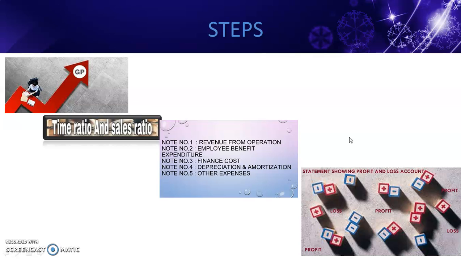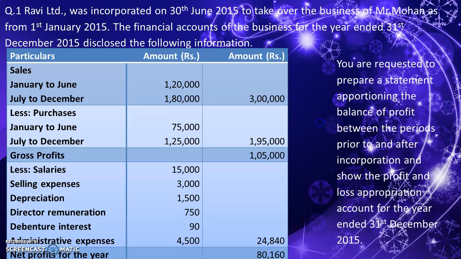Note number 1, revenue from operation. Note number 2, employee benefit expenditure. Note number 3, finance cost. Note number 4, depreciation and amortization. Note number 5, other expenses. Note number 1 is an income, and from 2 to 5 are the notes for expenditure. Finally, we have to prepare a statement showing profit and loss. So in this statement, we can find the answer, that is of profit or loss suffered prior to and post incorporation period. Come, we will go into the problem and we will see the solution for the same.